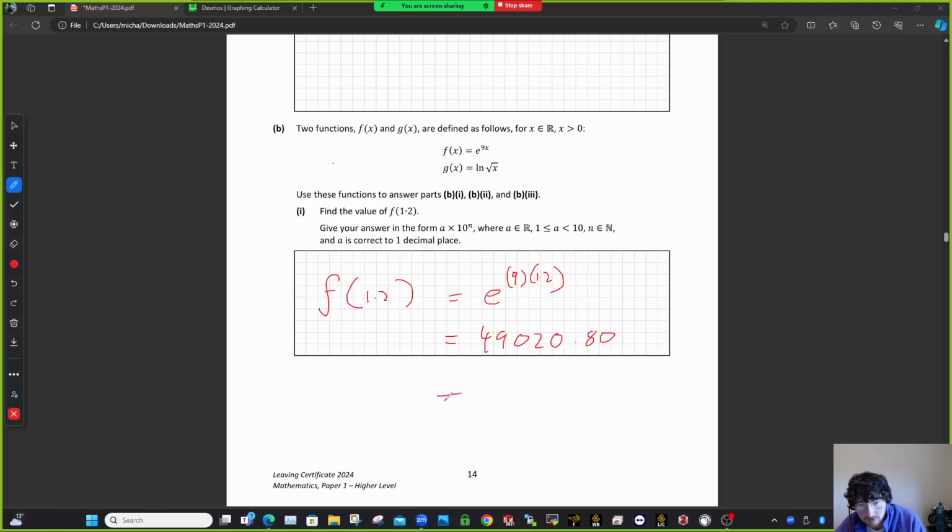4902.80 here. Scientific notation then is 4.902080 by 10 to the 4, because I moved the decimal place in here 4 steps. 1, 2, 3, 4. And then to one decimal place, it's 4.9 by 10 to the 4. That's the answer. Okay.